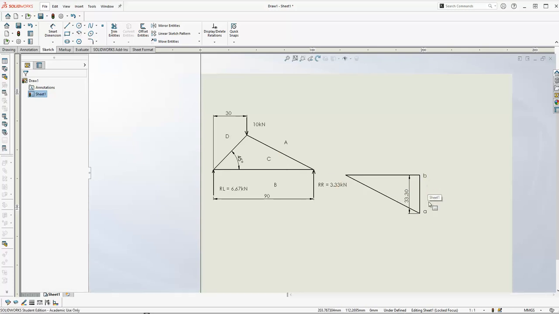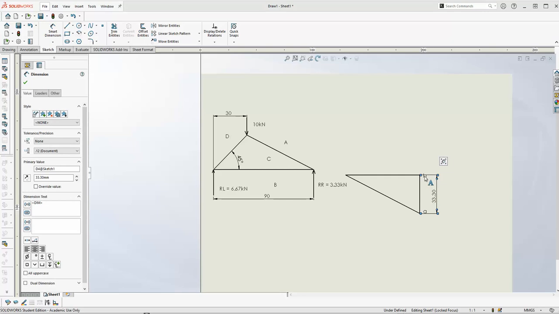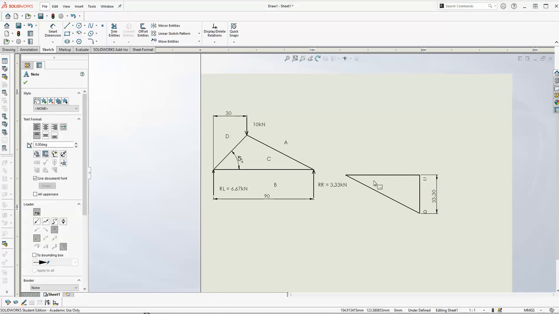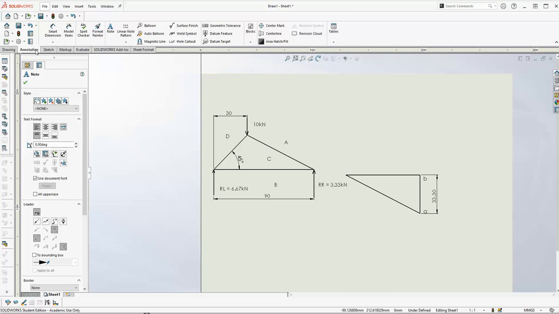Okay, so they just have to be at the same angle. So now if we know that AB is 3.33 kilonewtons, we can dimension these two lines to find out our forces, just like we would in a normal force diagram. However, we'll do that in the end, but for now we'll just leave that as it is, and I'll just label that one C. So where are we? Annotations.